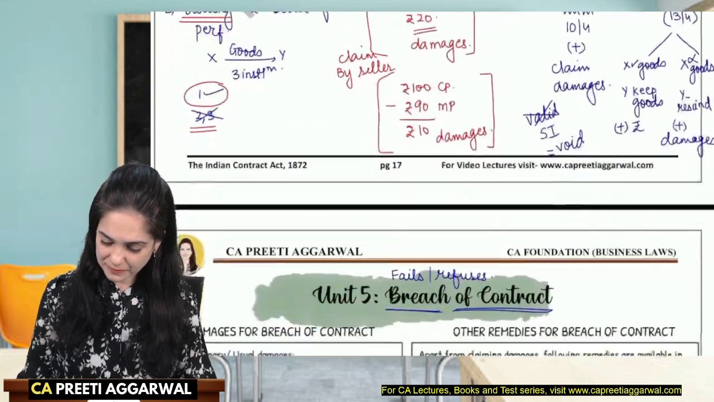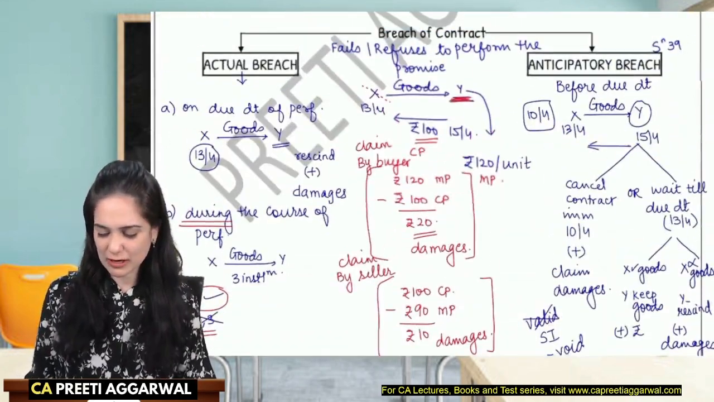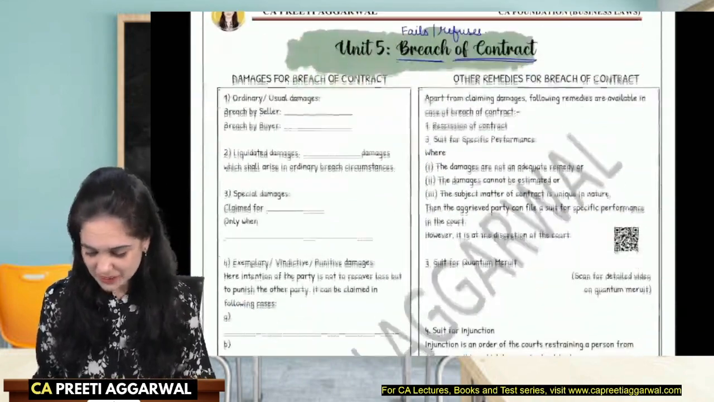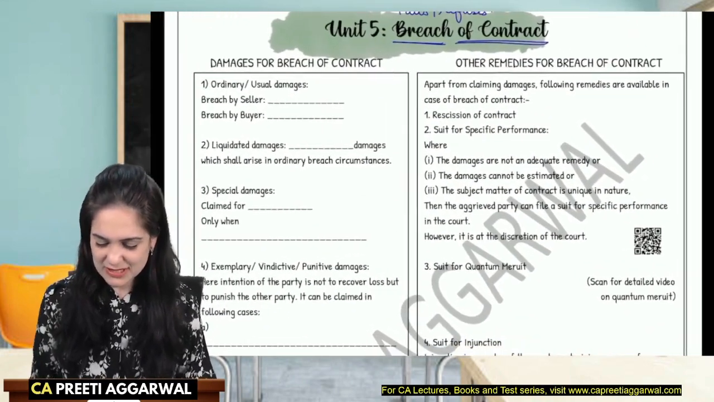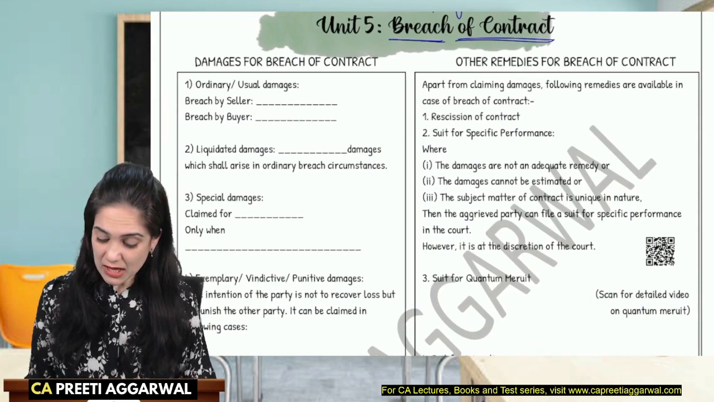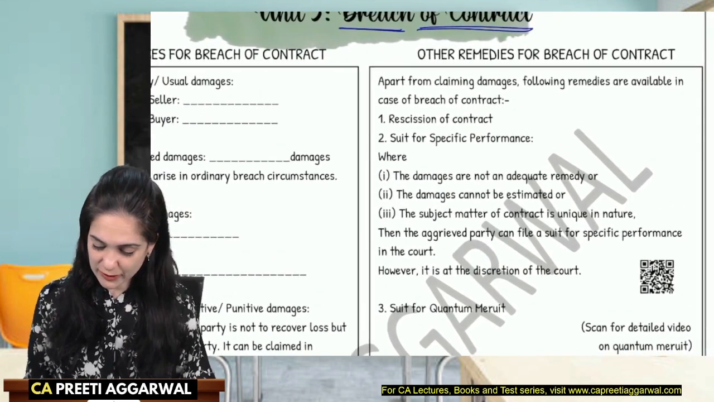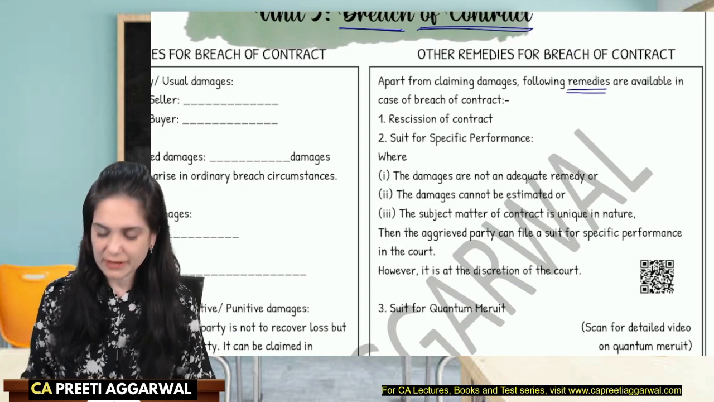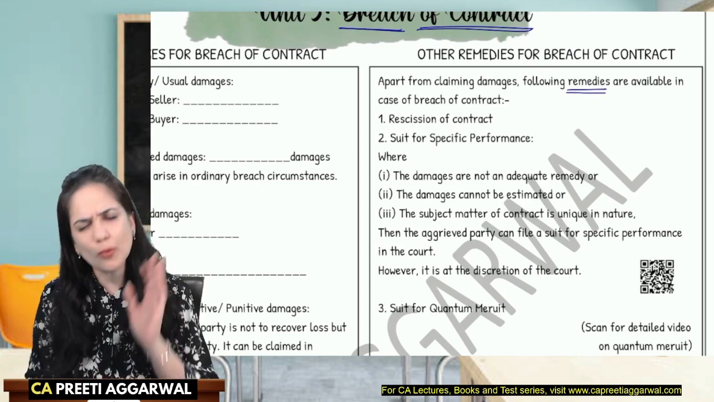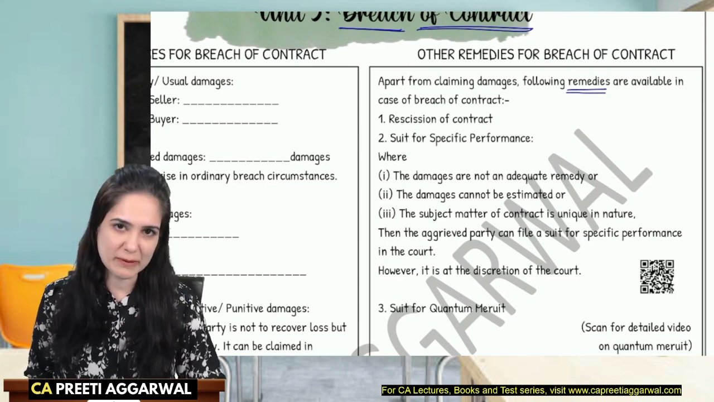All right. So this is all about breach of contract. I have covered actually the entire unit. What remains to be discussed is remedies for breach of contract. So that table covered everything. Apart from claiming damages, following remedies are available. We are always under the impression that the aggrieved party can only claim damages, but there are so many other remedies which are available to an aggrieved party.